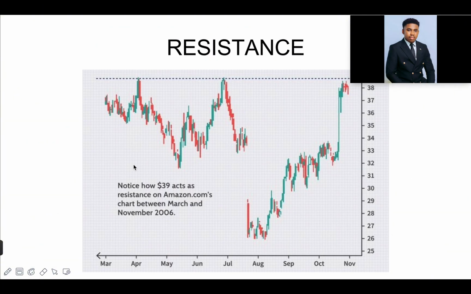So this is a graphical illustration of what a resistance looks like. You can see this line here is the resistance, and each time price came to the resistance, it fell. It came back to the resistance and fell again. Came back to the resistance and is falling for the last time. So this is serving as a roof for price. Each time price comes to that point, it starts to fall.